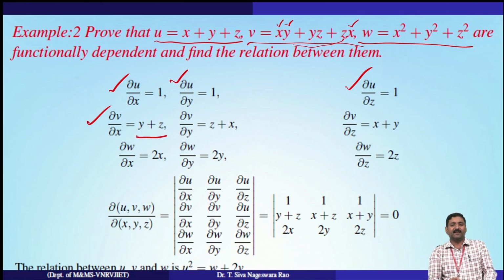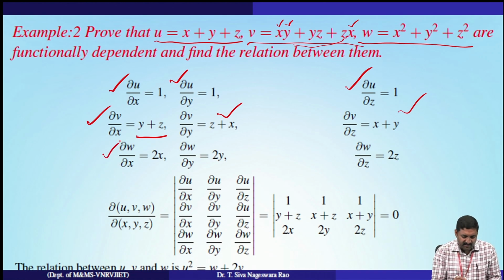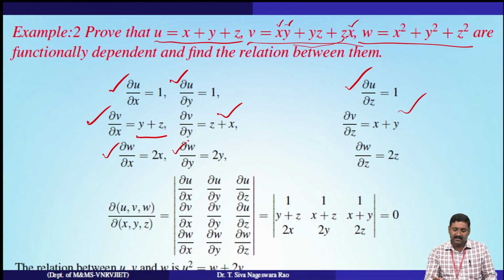Similarly, we will find the partial derivative of v with respect to y. You will get z plus x. Similarly, the partial derivative of v with respect to z is x plus y. In the same way, we will apply partial derivative to w with respect to x, comma y, comma z. So the partial derivative of w with respect to x is 2x. The partial derivative of w with respect to y is 2y. And the partial derivative of w with respect to z is 2z.